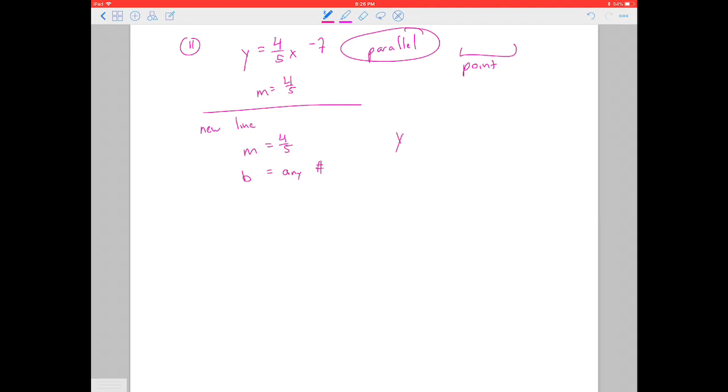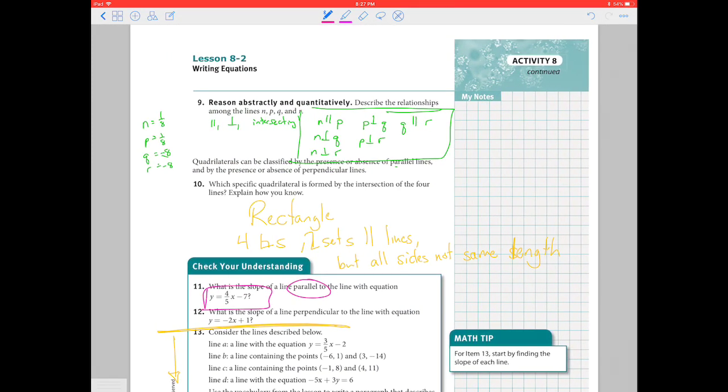So your line could be y equals 4/5 x, and it kind of has that plus 0, but we don't really need to write plus 0. It could be y equals 4/5 x plus 2, y equals 4/5 x minus 3, and so on. The list goes on. You can come up with anything as long as the slope is 4/5. You are good. You can have any value of b that you want.